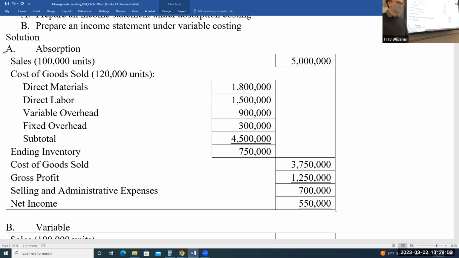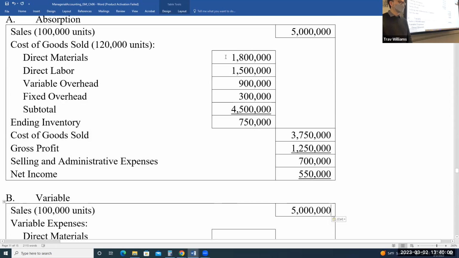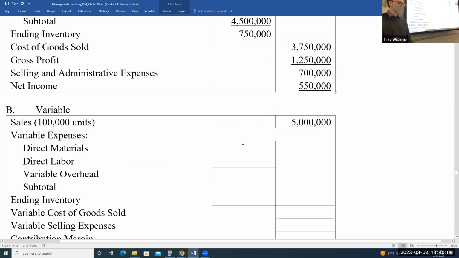Okay, so part B starts off the same. We have the same $5 million in sales. We have the same variable costs for manufacturing: direct material, direct labor, and variable overhead. However, the fixed overhead is not part of this calculation. And again, we would never share our variable costing income statement outside of the company. This is only for internal use, not to confuse our investors.